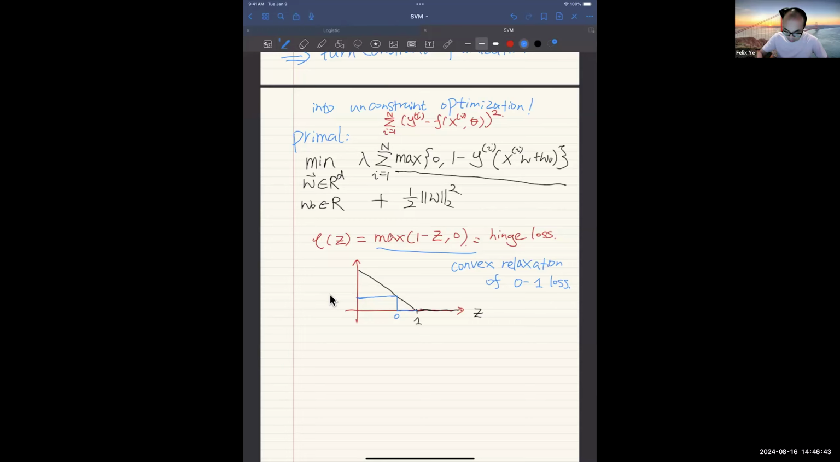So with this whole thing, we get rid of the constraint. The beauty of getting rid of the constraint is we can use gradient descent. In fact, we can find the gradient now. Although this is not differentiable everywhere, it can be solved by the subgradient method.